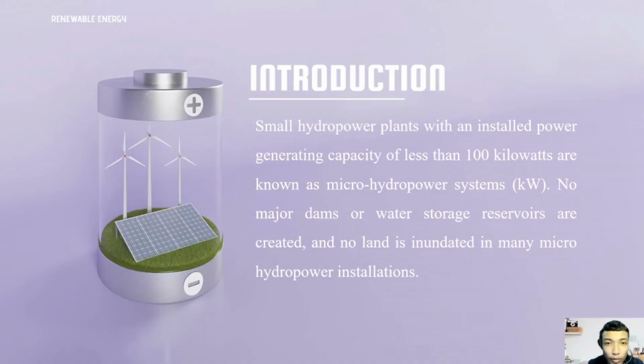Okay, for the introduction of this project. First of all, small hydropower plants with an installed power generating capacity of less than 100 kilowatts are known as micro hydropower systems. No major dams or water storage reservoirs are created, and no land is inundated in many micro hydropower installations.